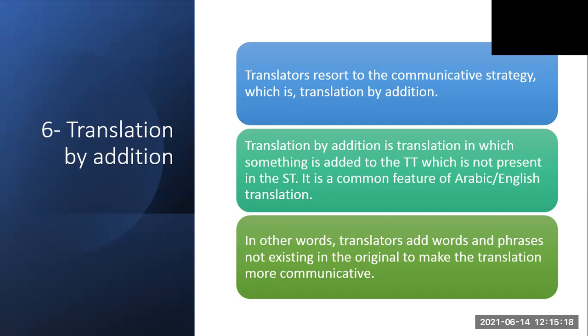In the omission, we omitted a word from the target text. In translation by addition, we add a word to the target text. Now, this is a common feature of Arabic English translation. Translators add words and phrases that are not present in the source text. Why? Just to make the translation communicative. This is the objective.